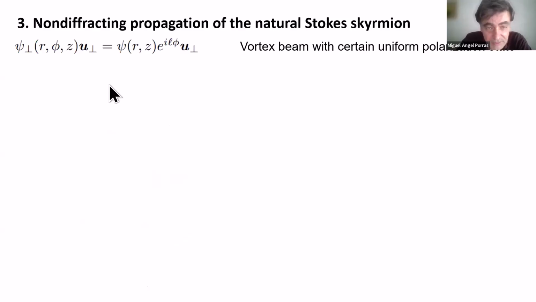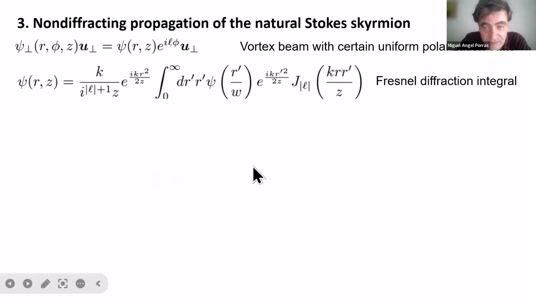It is not difficult to demonstrate the non-diffracting, non-spreading, or propagation invariant propagation of these natural Skyrmions. This is a vortex, the azimuthal linear variation of the phase, and this defines a uniform polarization state. And it propagates, for example, according to the Fresnel diffraction integral, this is paraxial propagation. We don't have formulas for non-paraxial, but paraxial is enough. This particular expression is for this particular type of light with a vortex, etc. This is the Bessel function of order L.